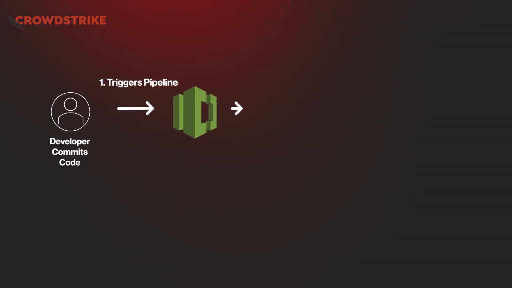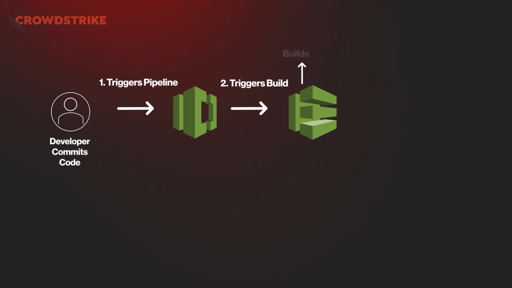In our first step, the developer will commit the code to the repository, which will trigger the code pipeline. In step 2, our pipeline checks our repository, which contains instructions on how to build the container, scan our image, install the Falcon sensor, and publish the image to the Elastic Container Registry, or ECR. Let's jump into the AWS console to take a look at what is contained within our repository in more detail.